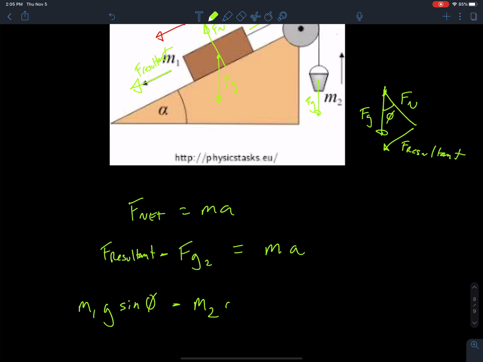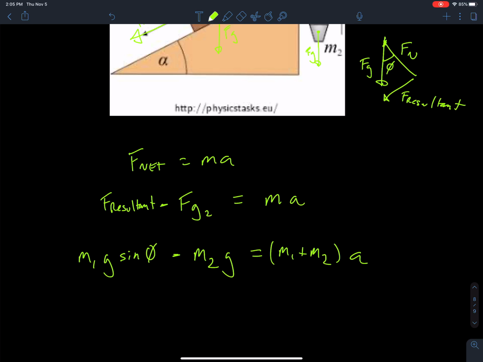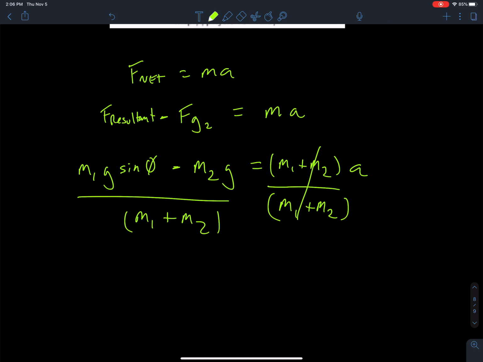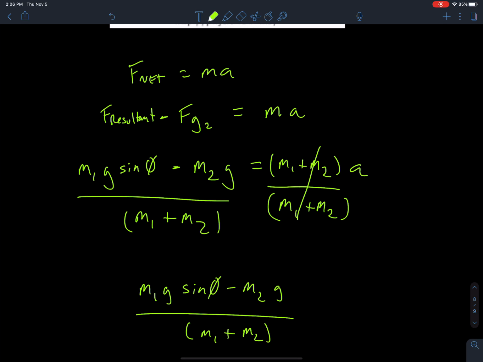minus m2g is equal to (m1 plus m2), that's part of the pulley system, multiplied by the acceleration. So if I want to solve for the acceleration down that pulley system, I have to isolate for it. And then that's what we have. So we've created a mathematical relationship to calculate the acceleration of a pulley system on a ramp.